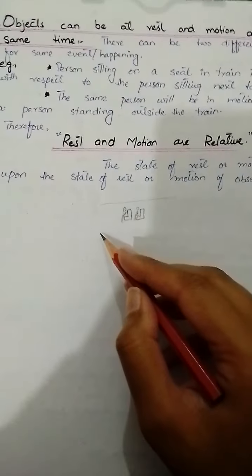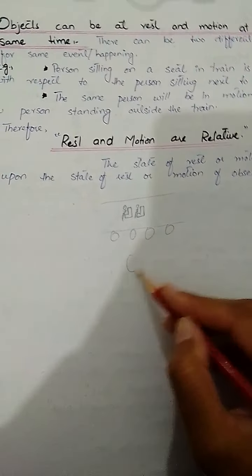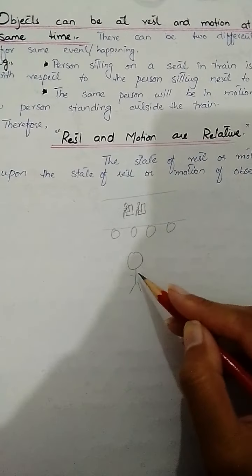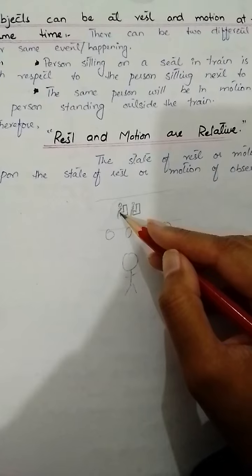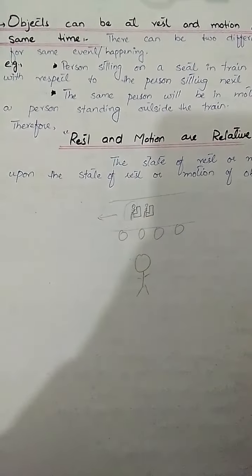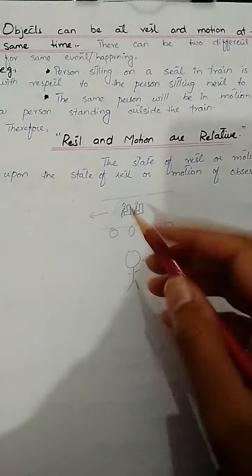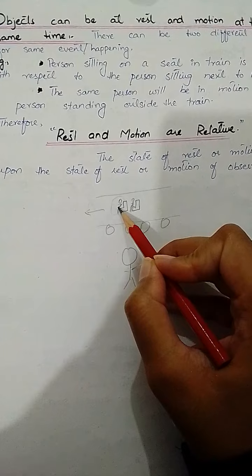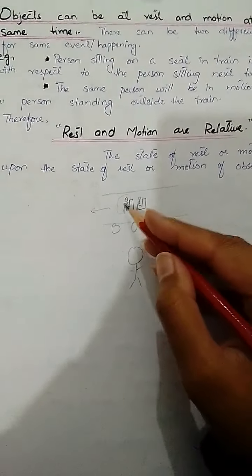But what would happen if we consider the person who is standing outside the train? For this person, the person inside the train will be in a state of motion. So we can say that an object can be at rest and in motion at the same time. For this person, the other person was at rest, but for this observer, that person was in a state of motion. Therefore rest and motion are relative.